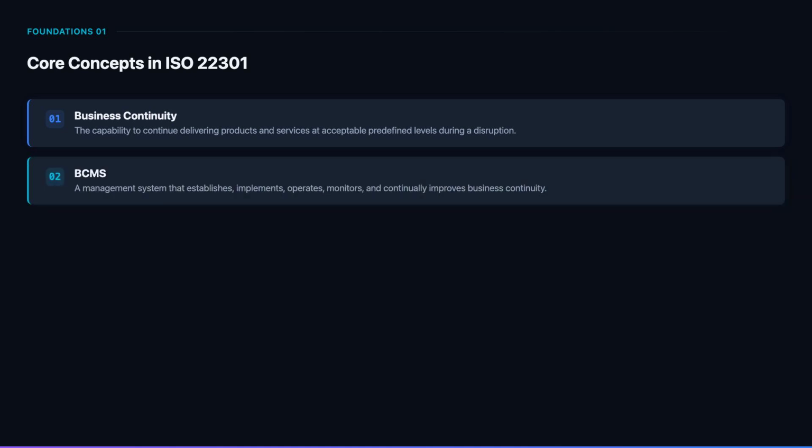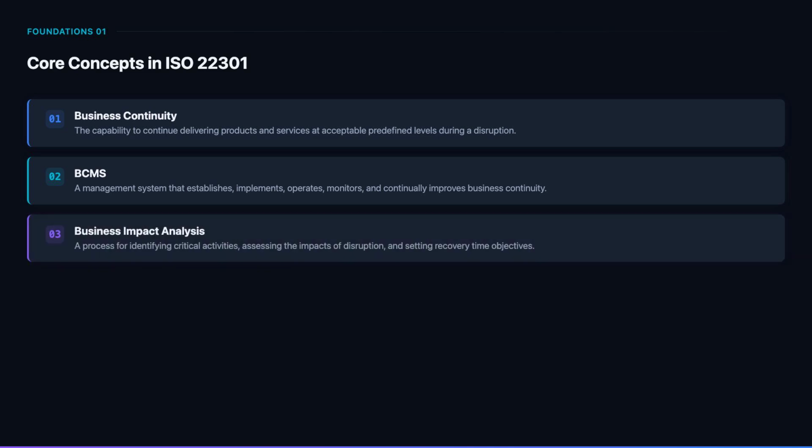A business continuity management system, or BCMS, is the management framework that makes continuity systematic. It establishes processes for identifying threats, building response capabilities, and continually improving organizational resilience. Business impact analysis, or BIA, is the process where you identify which activities are critical, assess what happens if they stop, and determine how quickly each must be restored. The BIA drives everything else in your continuity planning.